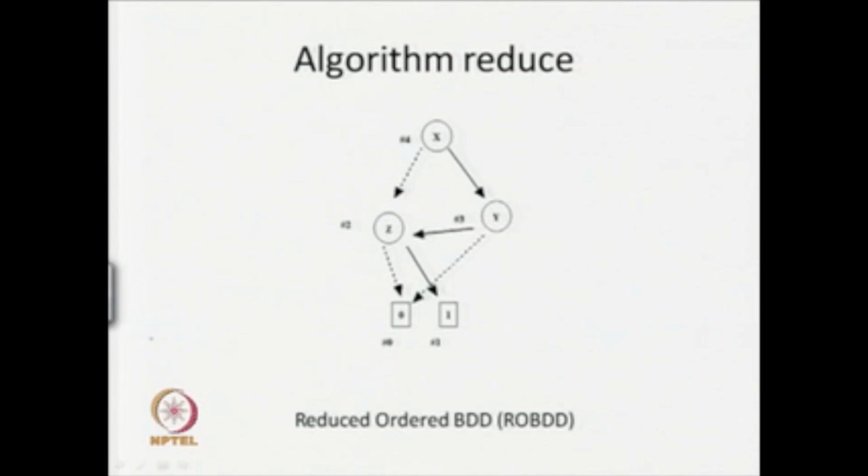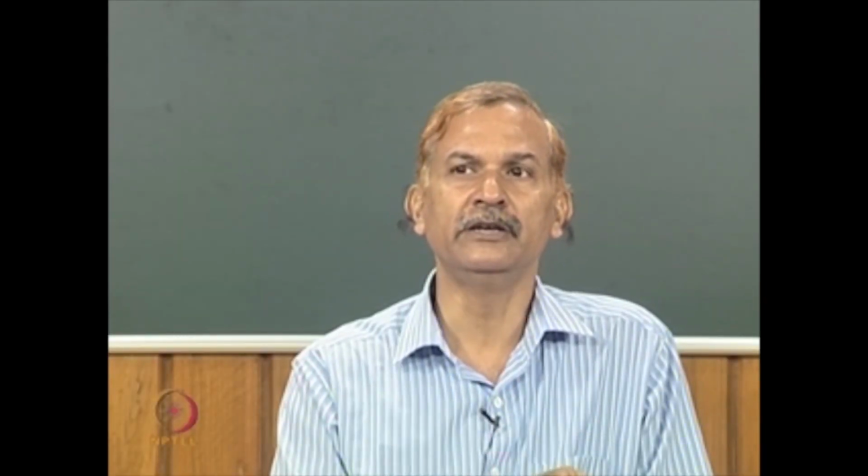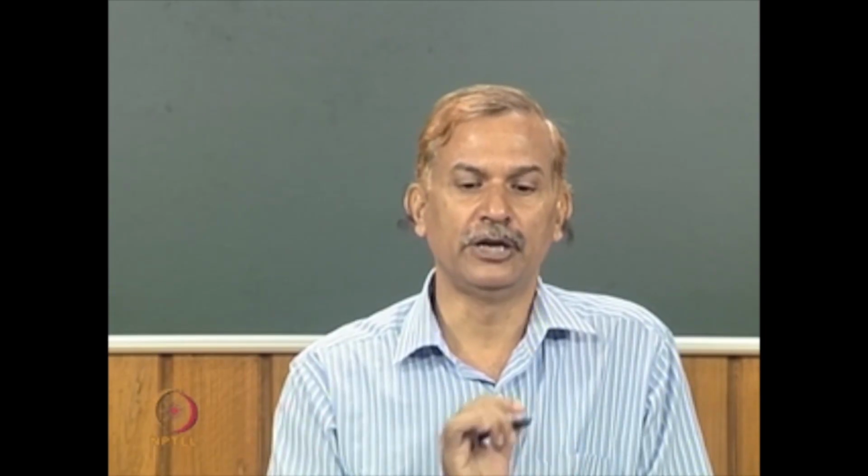That means we have an algorithm called reduce, where we give a BDD B. So, the input is an ordered BDD, and what output are we going to get? The output of this algorithm is the ROBDD, reduced ordered binary decision diagram, and the variable ordering of the output BDD is the same as the variable ordering of the input BDD. So, now you see that we can construct a BDD for any given Boolean function, and after construction we can use this reduce algorithm to get the reduced ordered binary decision diagram.